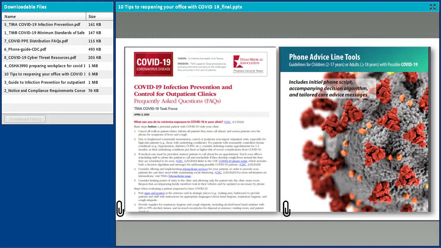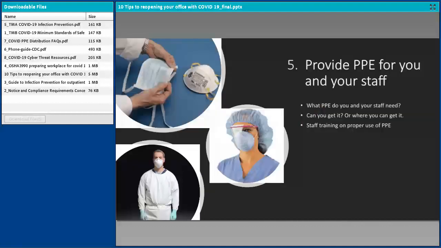Both the Texas Medical Board and the CDC have provided some resources on screening for COVID-19. So you might want to take a look at these. We have both provided these as downloads in the downloadable file on the left-hand side.